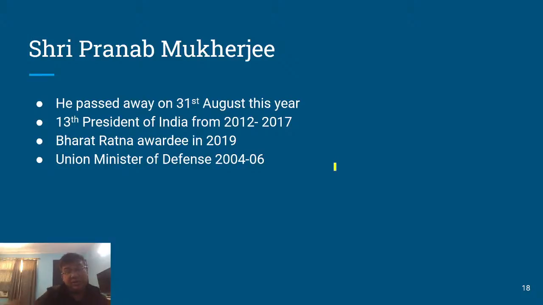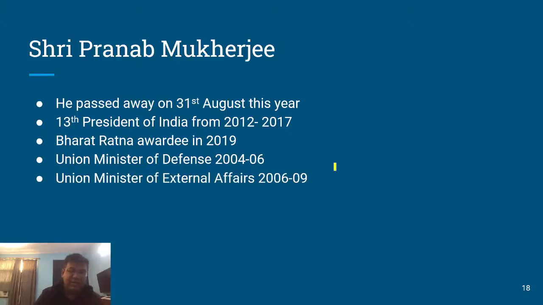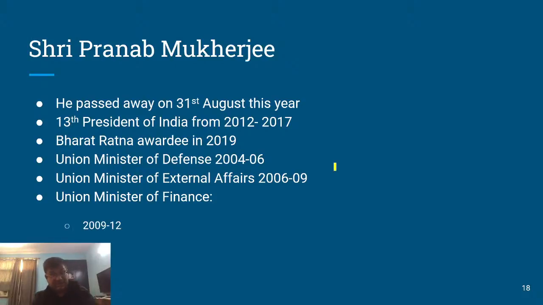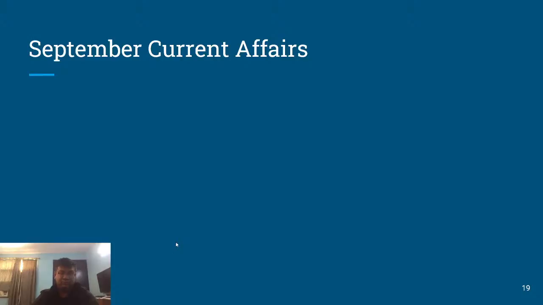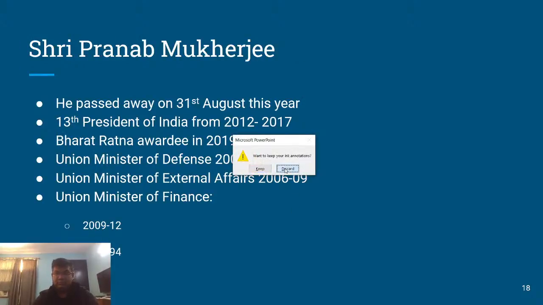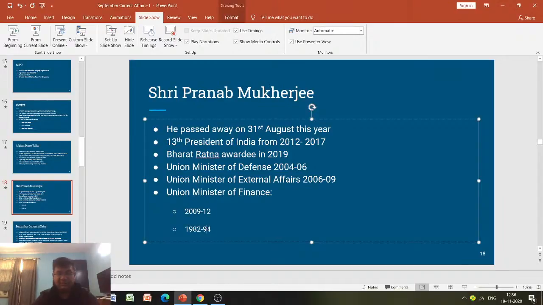He had been a typical Rajya Sabha member for several durations before that. So he became the Minister of Defense, Union Cabinet Minister, 2004 to 6. Then held the External Affairs Ministry, 2006 to 9, and also the Finance Ministry, which he's held twice. Once was 2009 to 12 during UPA 2, and then 82 to 9. It is actually 82 to 84. My mistake. I'll just make that correction here. 82 to 84. Thanks for giving me the chance to rectify.